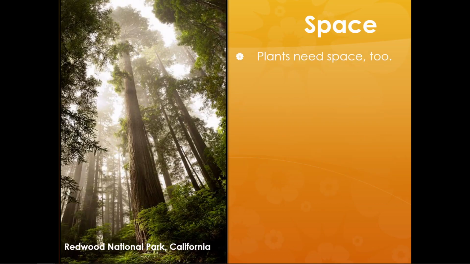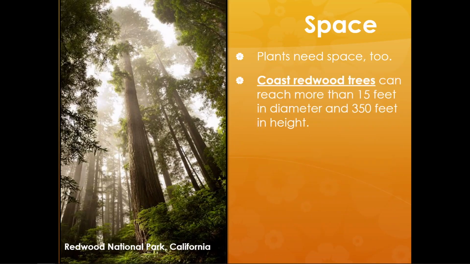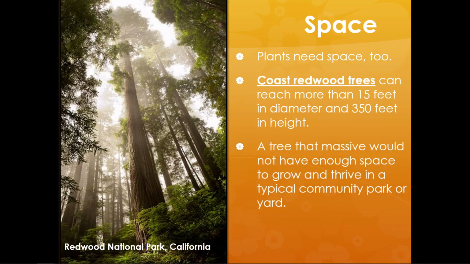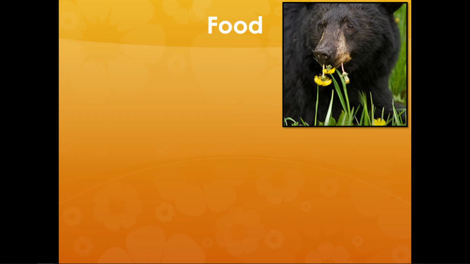All right, so space. Plants need space too, but like we said, some plants need more space than others. So the coastal redwood trees can reach more than 15 feet in diameter and 350 feet in height. A tree this massive would not have enough space to grow and thrive in a small park. These that you see here are in Redwood National Forest in California. So these are huge.